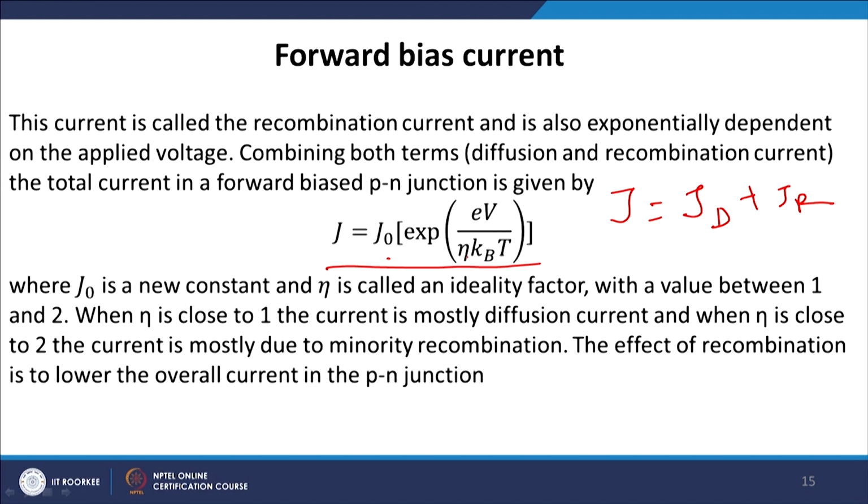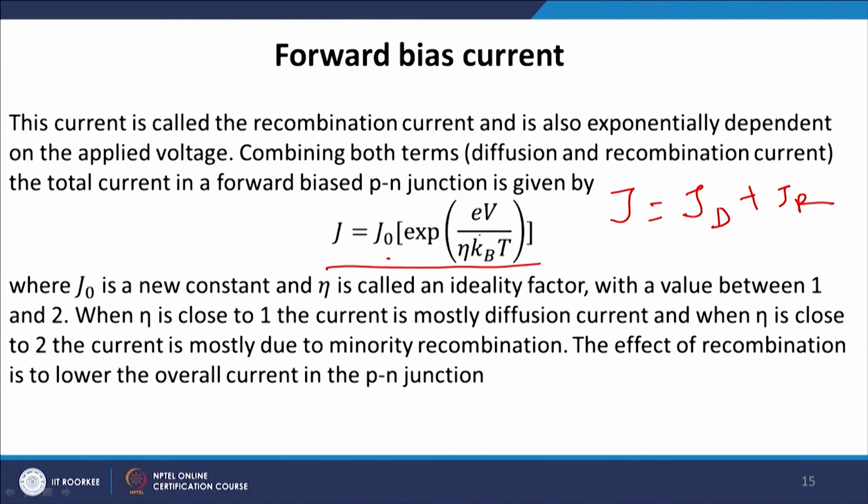It depends upon the coefficient η, and η is not the coefficient of viscosity, it is an ideality factor. Its value changes with the semiconductor. Silicon has a different value, germanium has a different value, and gallium arsenide has a different value. And usually the value of η tells us whether the current is diffusion controlled, drift controlled or recombination controlled. The effect of recombination is lower than the overall current in the PN junction.